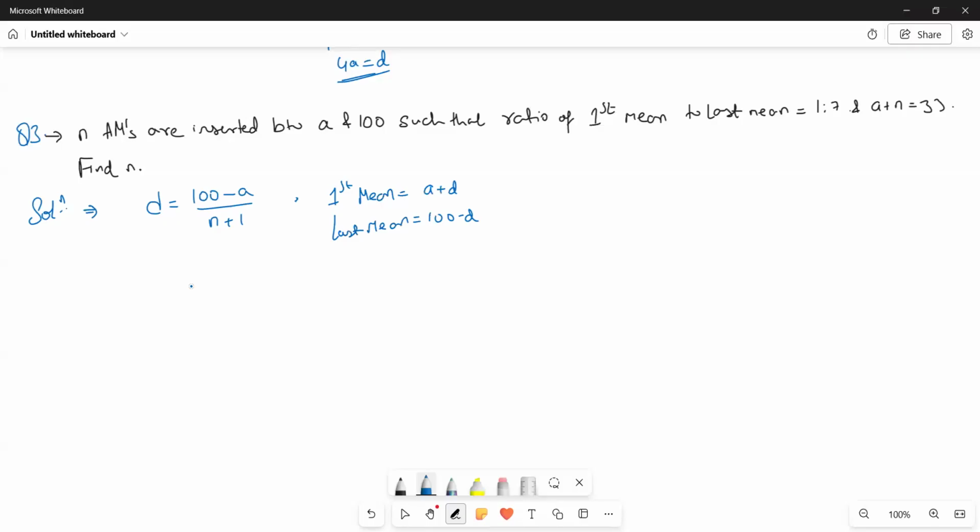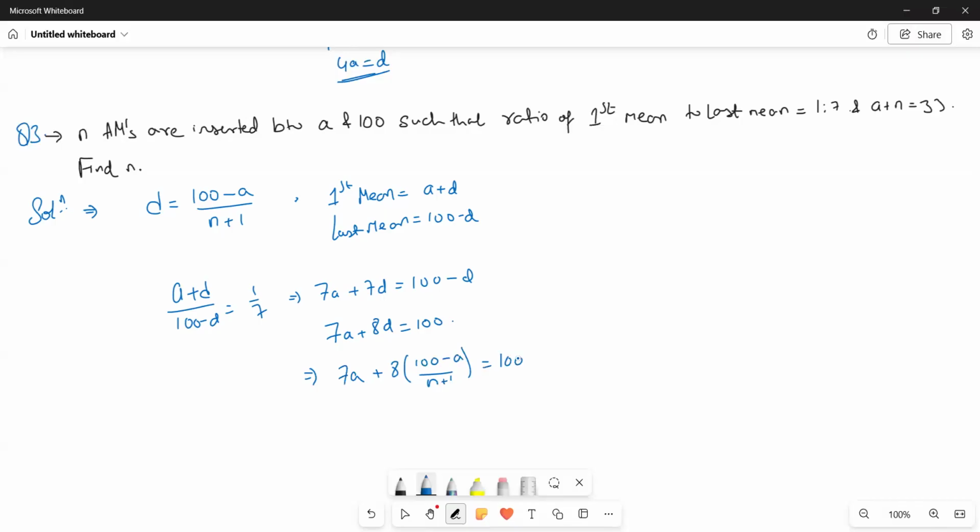Okay. So according to the question, A plus D by 100 minus D is 1 by 7. So simplify this a bit, cross multiply. 7A plus 7D is equal to 100 minus D, or 7A plus 8D is 100. Okay. But what is the value of D? D is 7A plus 8 times 100 minus A by n plus 1 is equal to 100.